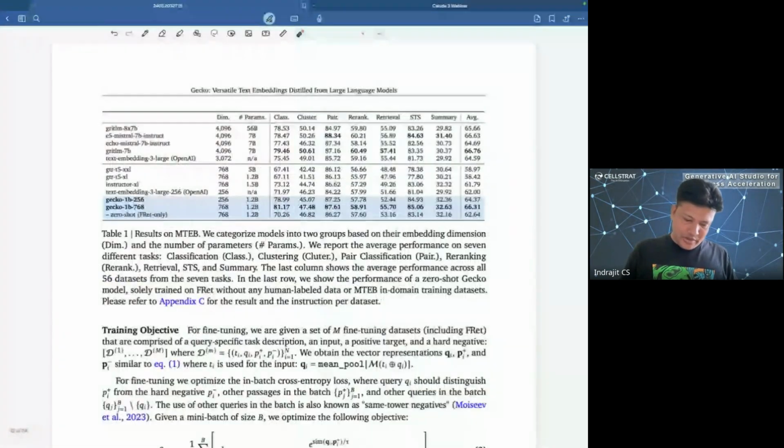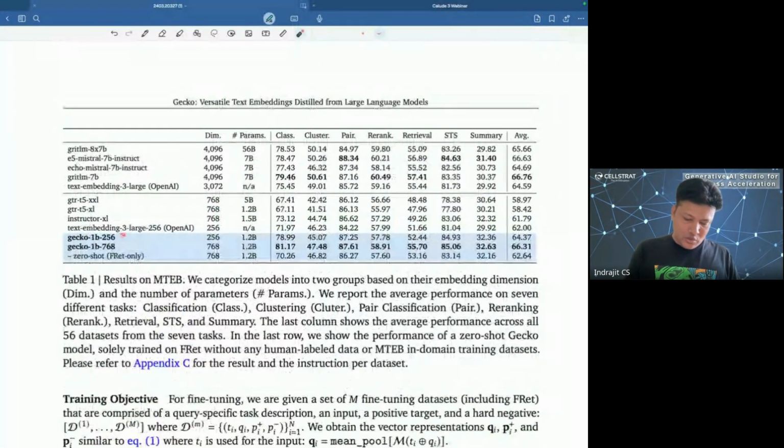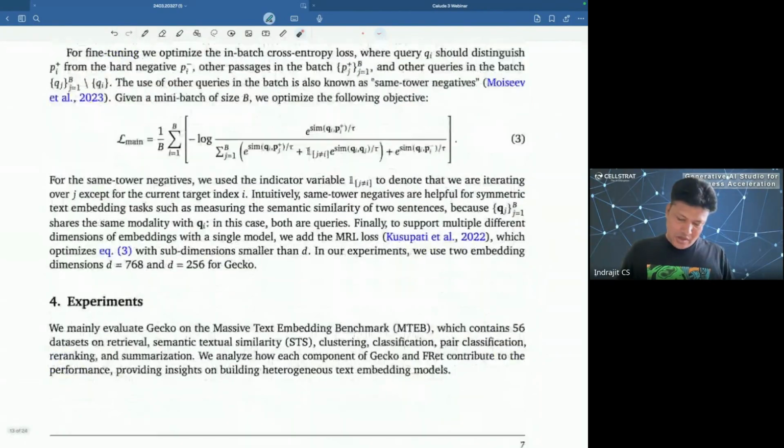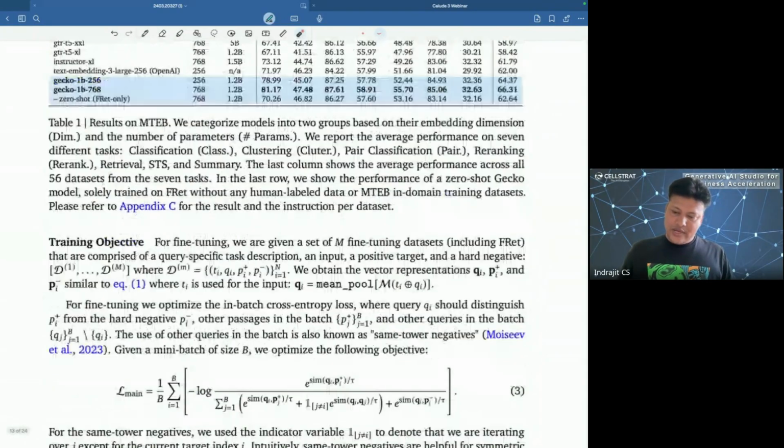So I'll quickly jump into the results. The Gecko 1B 256 dimension model, they are saying they got good scores on the MTEB results. The 1B 768 dimension is definitely better than the 1B 256 dimension. So the higher the dimension is, the better the model performs on the MTEB data. Okay, all right, so that's pretty much it.